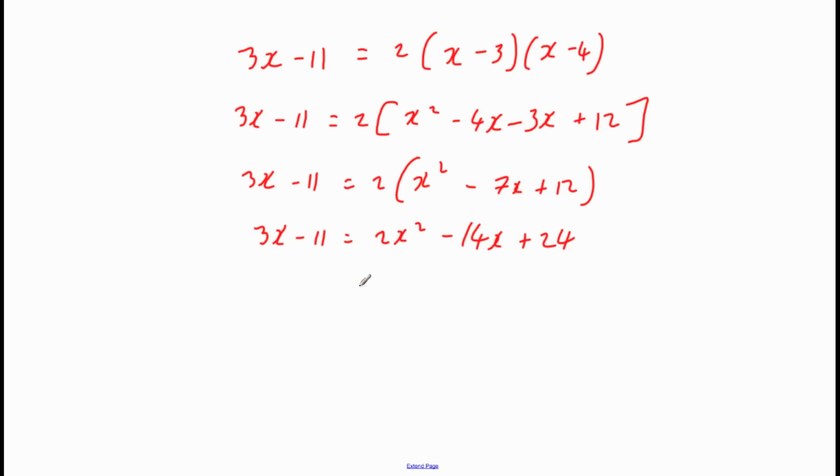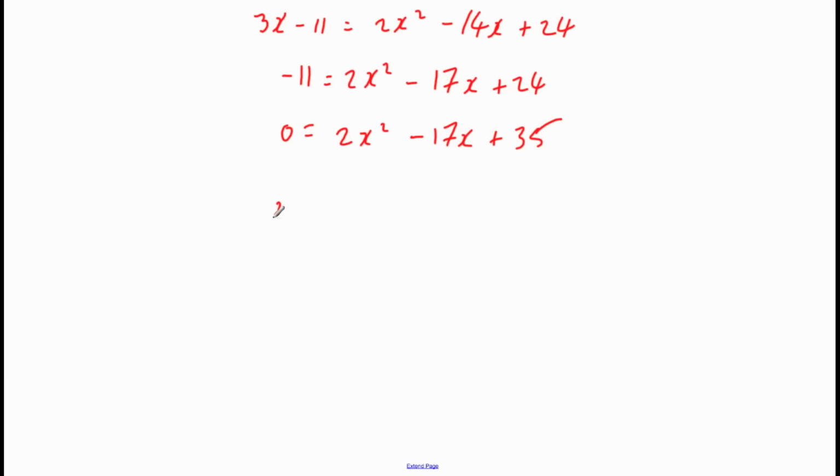And then finally, whenever you're solving quadratics, we want it to equal 0. So let's get rid of this 3x and minus 11. So let's minus 3x from both sides. So that would give us minus 11 equals 2x squared minus 17x plus 24. And then we want to get rid of this minus 11. So let's add 11 to both sides. So it'll be 0 equals 2x squared minus 17x plus 35. So we've now got a quadratic which we can hopefully factorize and solve.